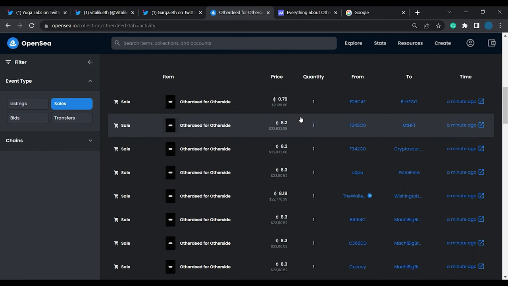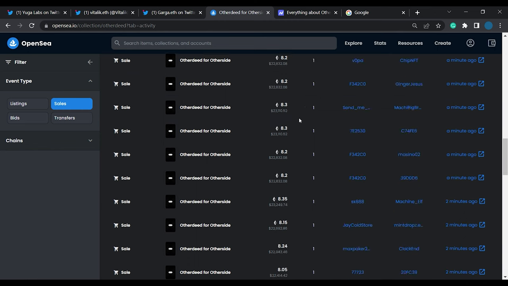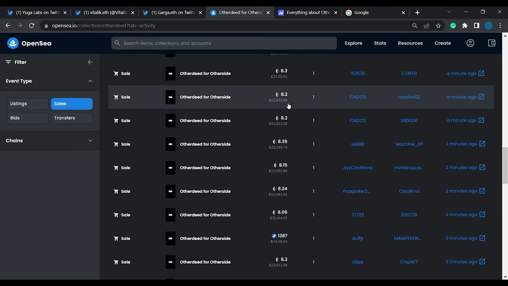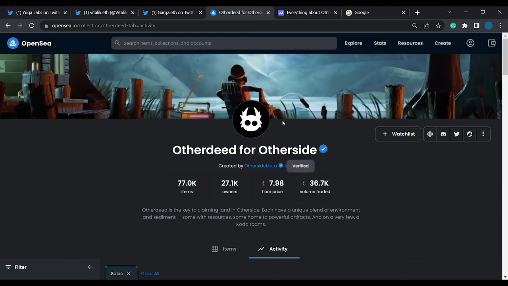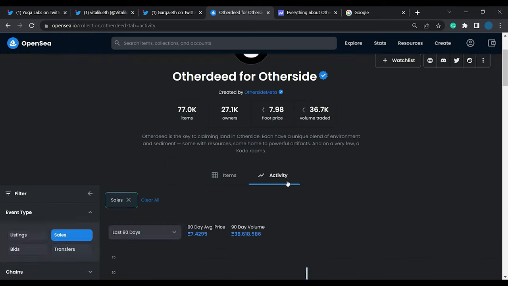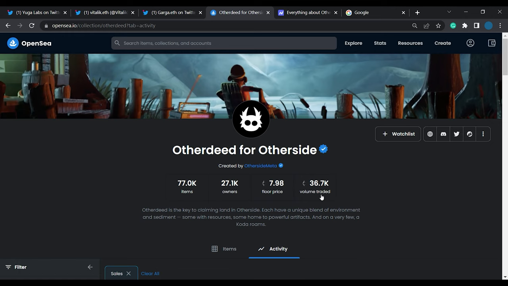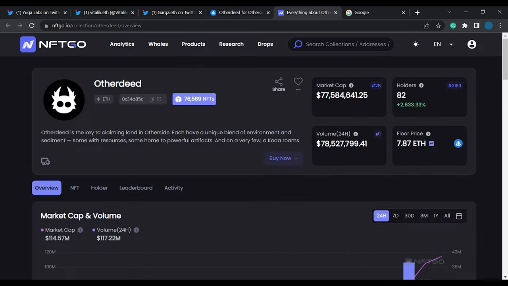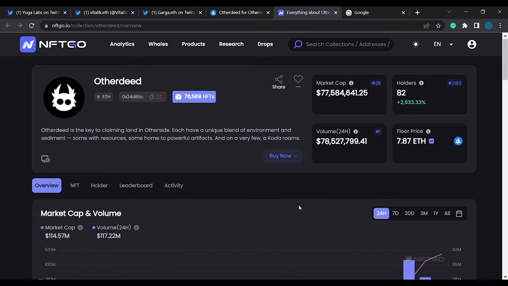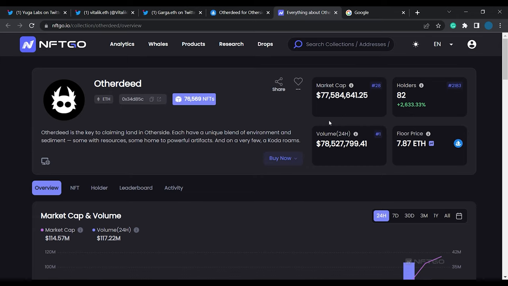There's about 36,000 ETH worth that has been traded for this project right here. What an eventful day, you guys. Let's break down some more analytics for this project. As you can see, market cap about 77 million. Yuga Labs have done a really fantastic job in creating value for themselves, and they created a lot of money for themselves.